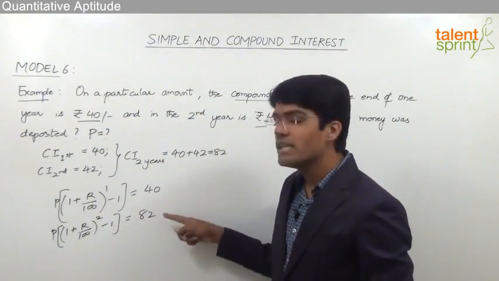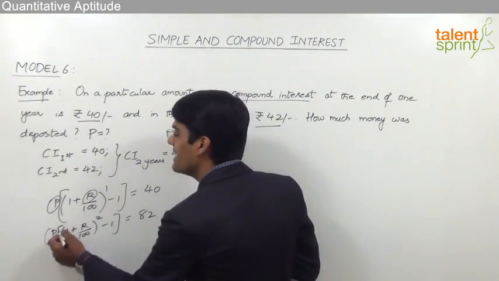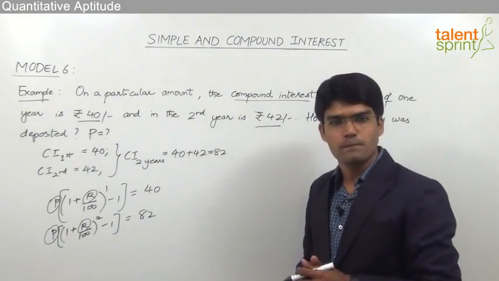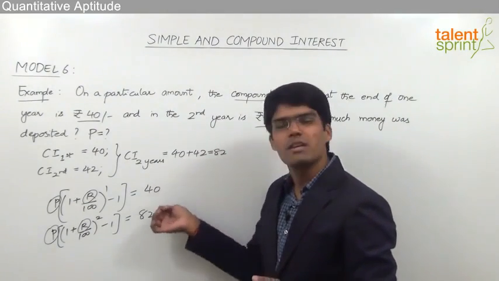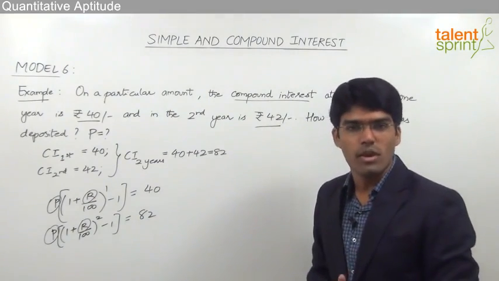So we have got two equations and two variables. The two variables are principal and rate of interest. And we know that two equations in two variables can be solved. But then solving these two equations is a really difficult task. And that is the reason students try to avoid this question.